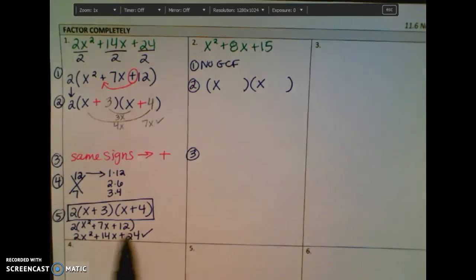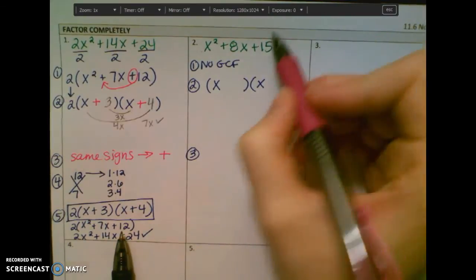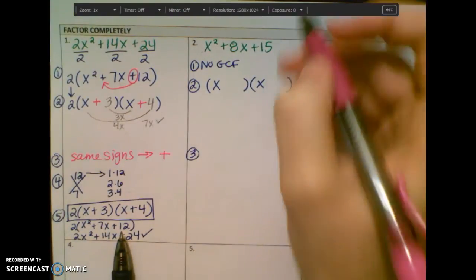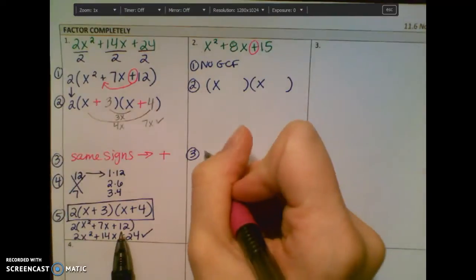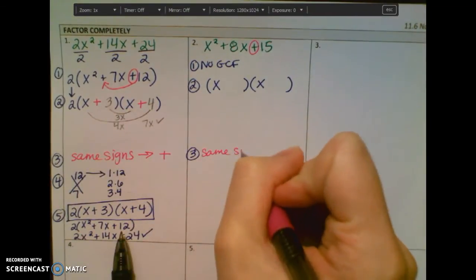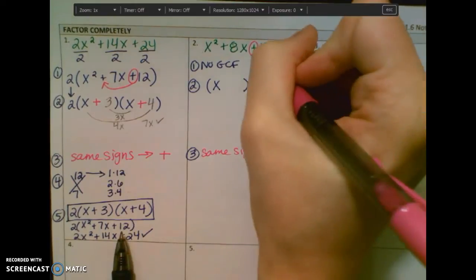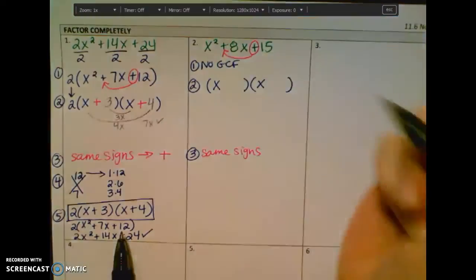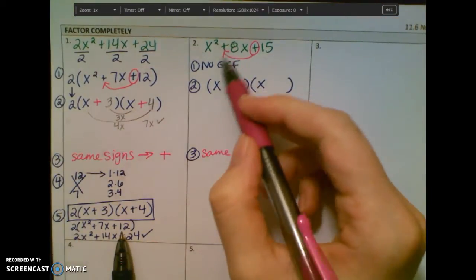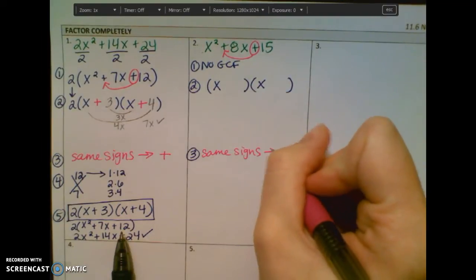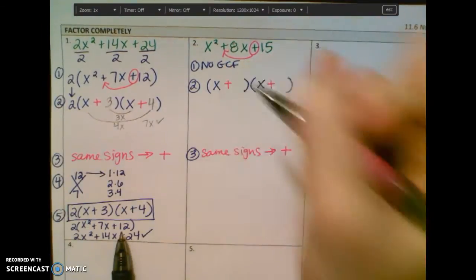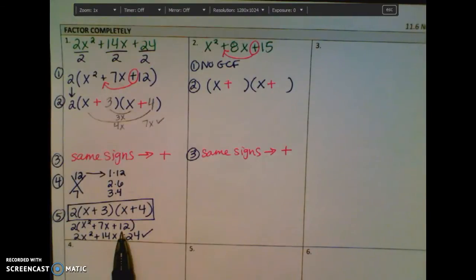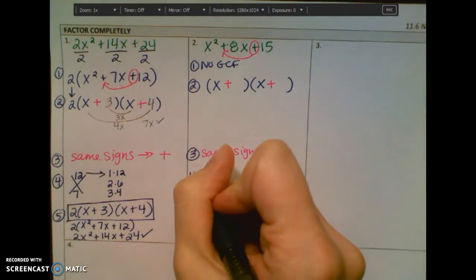Step 3 says look at the signs. So we go up here to our trinomial and we look at the second sign first. Well, the second sign is positive, so what does that mean? That means we are going to have the same signs. Then we look back at the first sign, and that tells us what both of our signs will be. So we know we'll have the same signs, and again, they will both be positive, just like in the last example. Now that we have identified our signs and written them in, we can go to step 4.